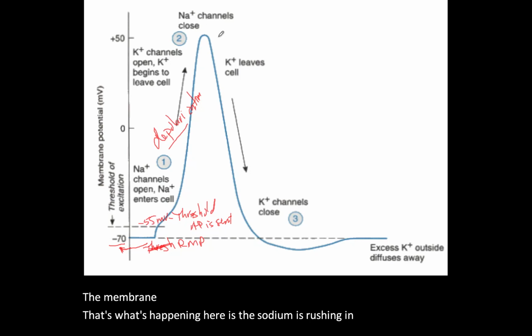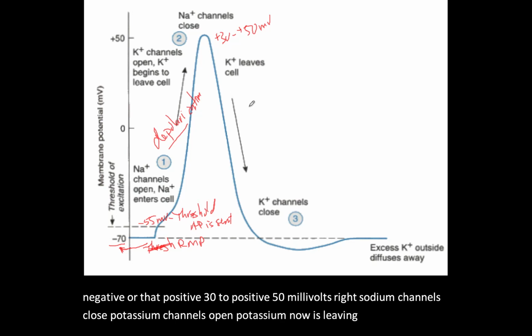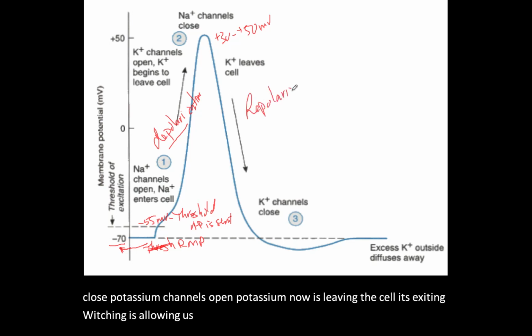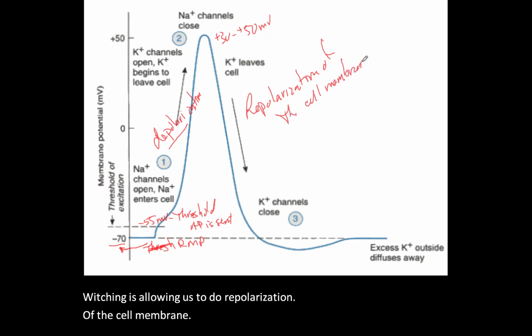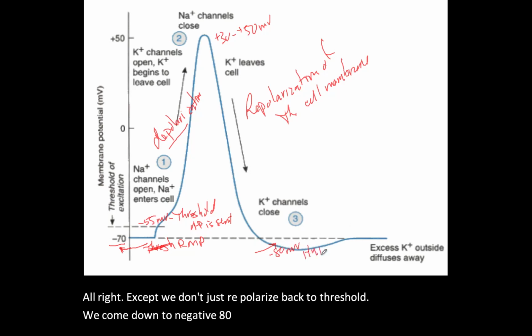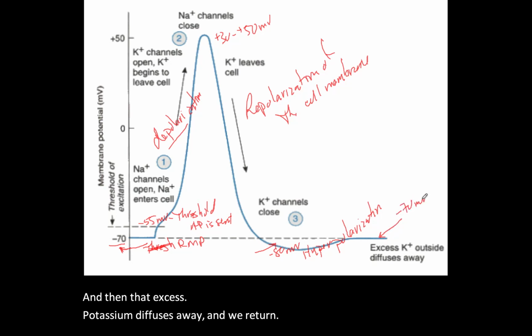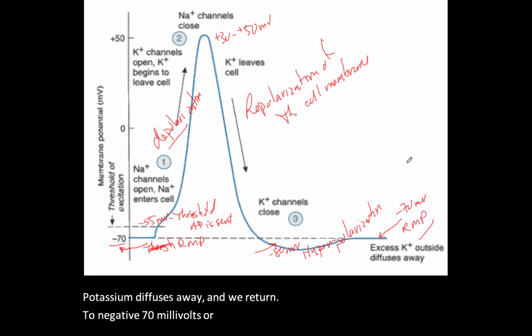We reach that positive 30 to positive 50 millivolts. Sodium channels close, potassium channels open. Potassium now is leaving the cell, which is allowing us to do repolarization of the cell membrane. Except we don't just repolarize back to threshold. We come down to negative 80 millivolts, or hyperpolarization. And then that excess potassium diffuses away, and we return to negative 70 millivolts, or resting membrane potential.